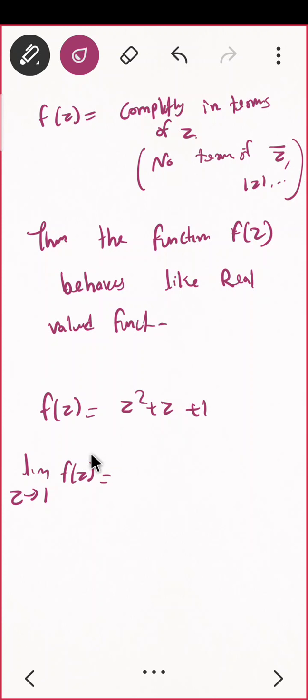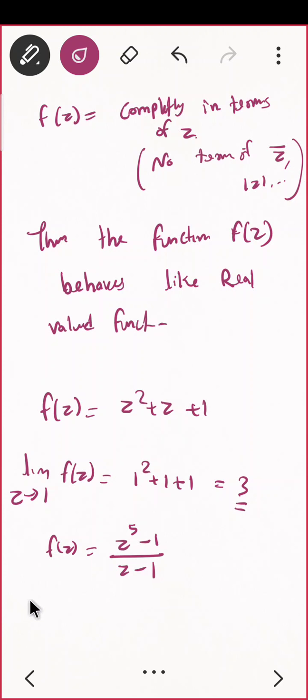So in a real valued function, how do we solve this type of question? We just directly substitute, that is 1 square plus 1 plus 1, that is equal to 3. Done. Similarly, let me take one more. F of z equal to z raised to 5 minus 1 upon z minus 1. Suppose this is your function and you are asked to find the limit z tending to 1. First question is, is your function in terms of z only?